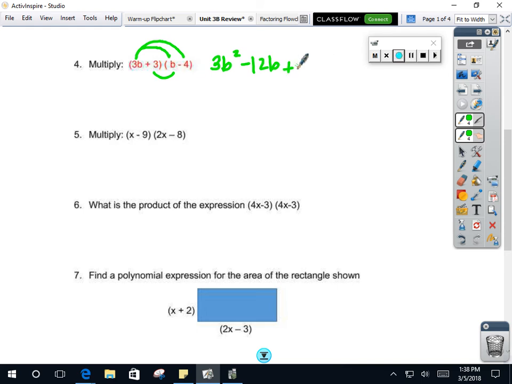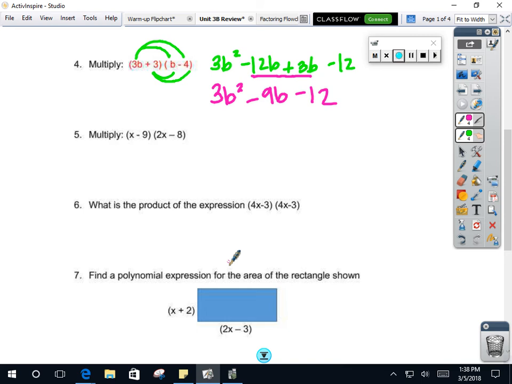Sion, pay attention. And 3 times negative 4 is negative 12. And now what do we do? Combine like terms. 3b squared doesn't have a like term. Negative 12b plus 3b is negative 9b. And then minus 12 doesn't have a like term. And then that's the answer.